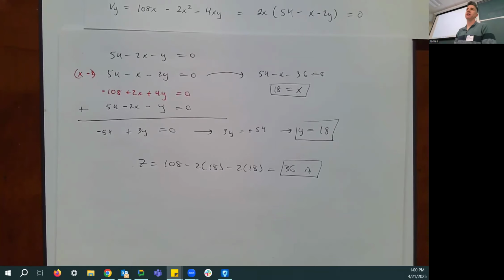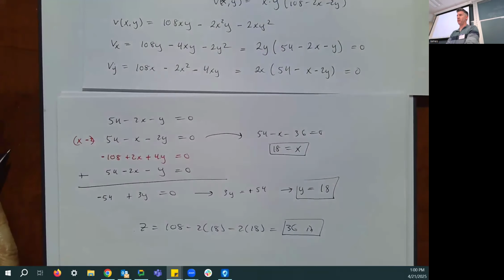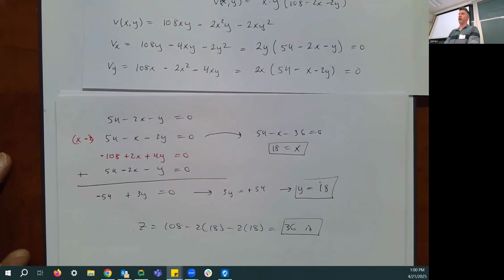And we won't check to see it's a maximum. It is a maximum. You can check on your own. And it's not that hard to check, right? You can totally easily find the VXX, VYY, and VXY, and then check to see that D at this critical point, 18, 18, is in fact positive, and the second partials are negative, meaning you have a maximum.